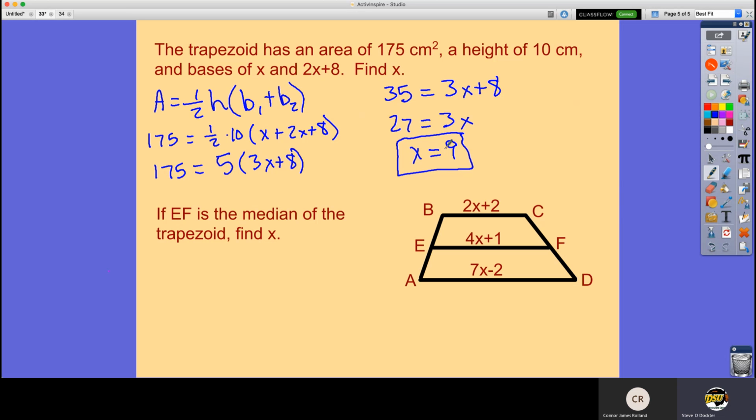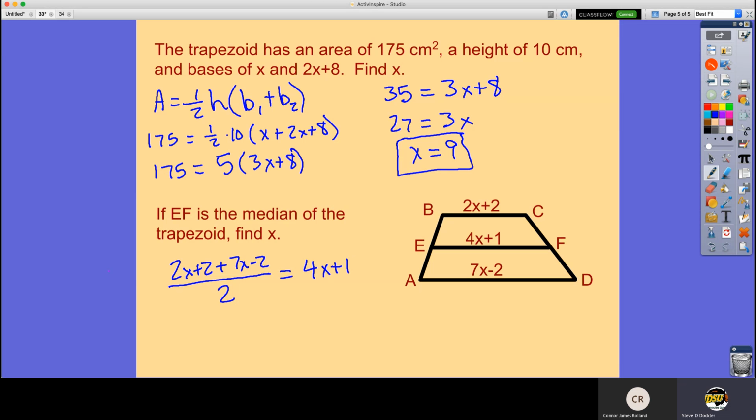All right, for the bottom one, if EF is the median of the trapezoid, find x. What do we know about the median? It's x plus y divided by 2. I don't have any y's up there. So it's the top plus the bottom divided by 2. Yep. So 2x plus 2 plus 7x minus 2, so that's the top and the bottom divided by 2 has to equal the middle one.